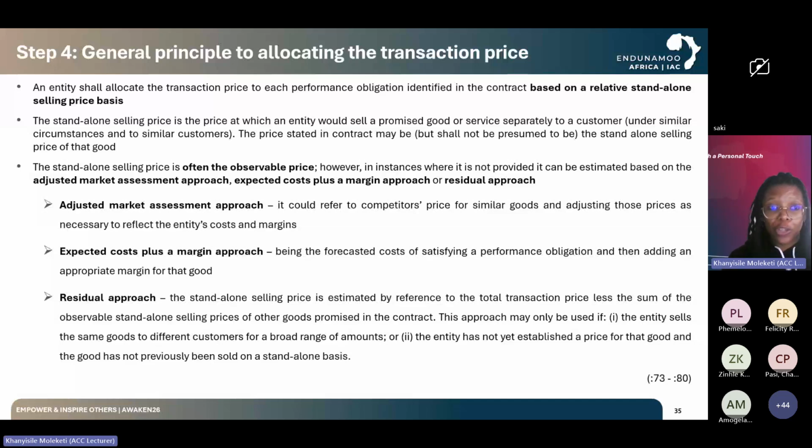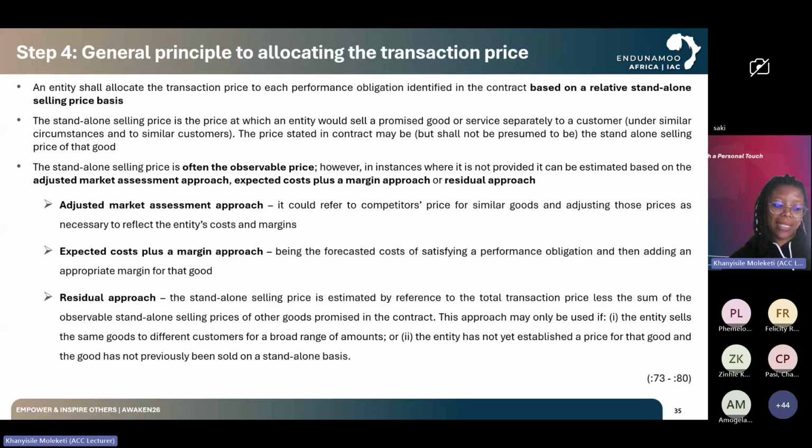We don't like the residual approach. As a standard, it's not our favorite approach. We only use it if we can't use the others. If there is no observable price, we can't see the competitor's pricing, and for some reason we can't determine the expected cost plus margin, then we use a residual.